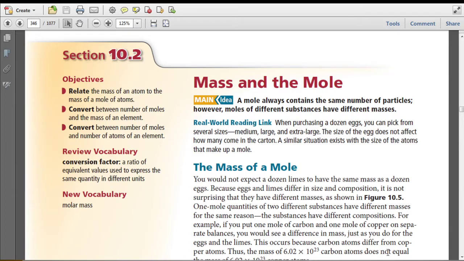Section 10.2, mass and the mole. Relate the mass of an atom to the mass of a mole of atoms. Convert between number of moles and the mass of an element. Convert between number of moles and number of atoms of an element. Some vocabulary review will be conversion factor, and some new vocabulary you'll come across is molar mass.